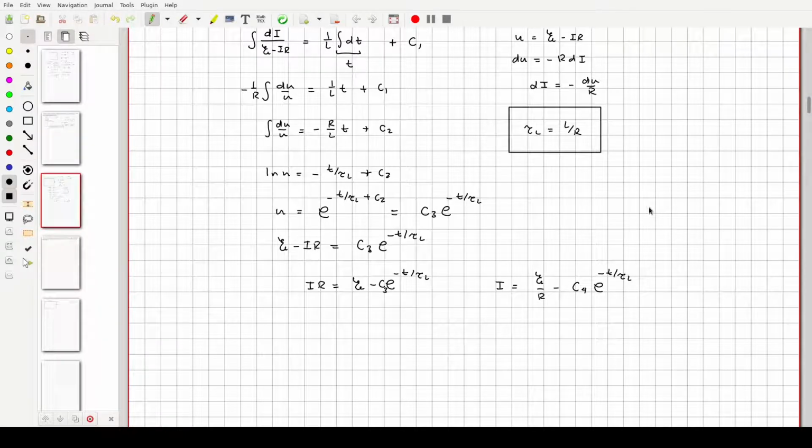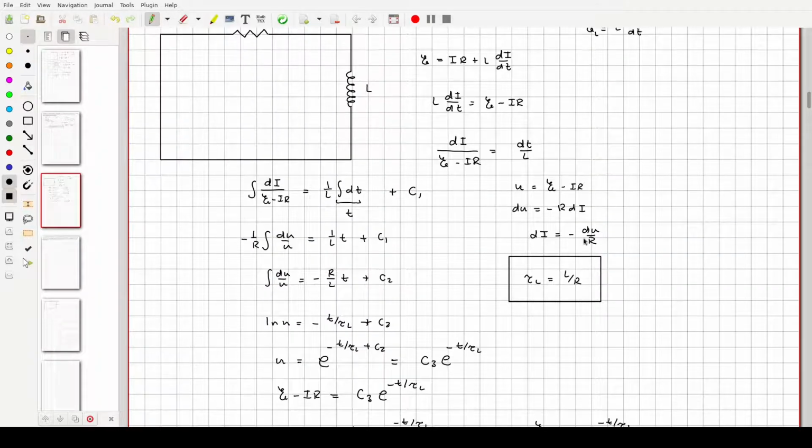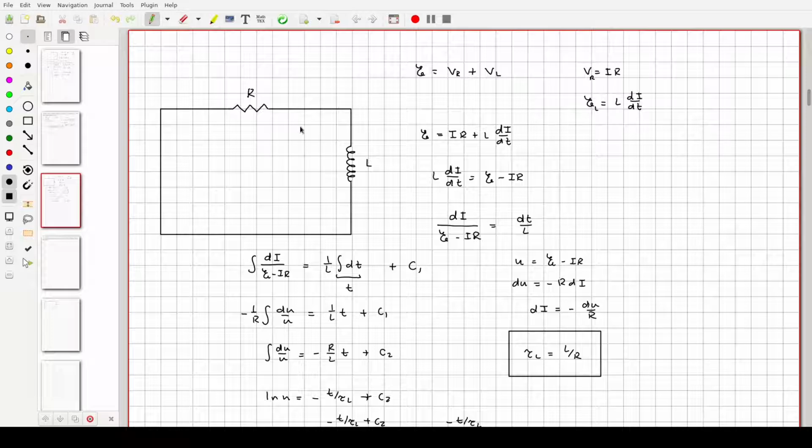Okay, so now let's see if we can figure out what C4 is. And here's the situation that I like to consider. Let's pretend that at time t equal to 0, we turn on our varying magnetic field, which induces the EMF in here.